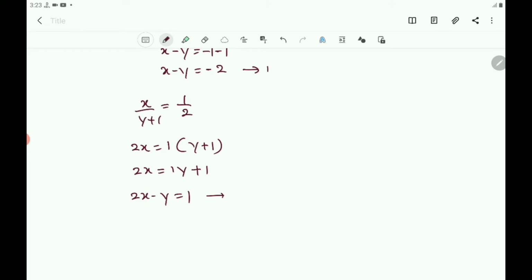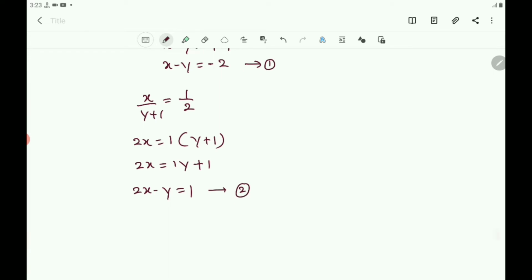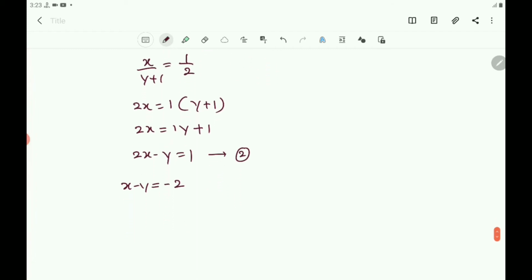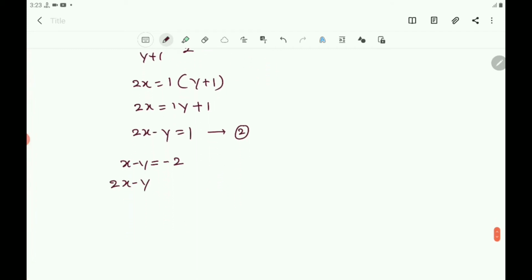First equation is this one, this is the second equation. Now you take them together as a pair of linear equations. x minus y is equal to minus 2 and the second one is 2x minus y is equal to 1. This is the first one, this is the second one. Now we have to eliminate any one of the variables. Here we have to solve the pair of linear equations by the elimination method.